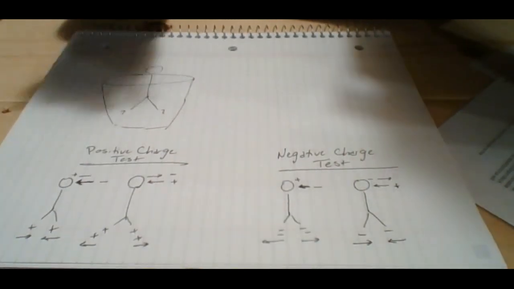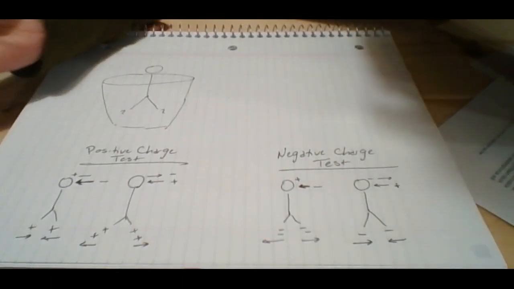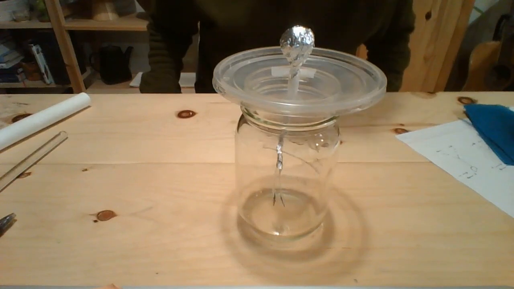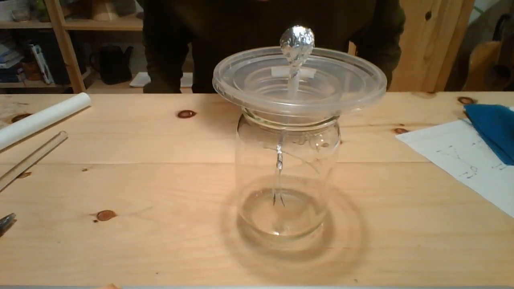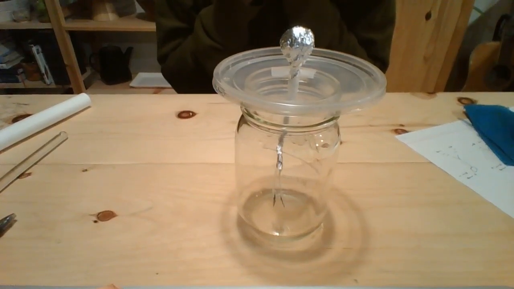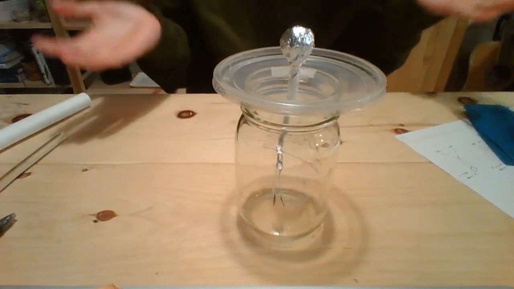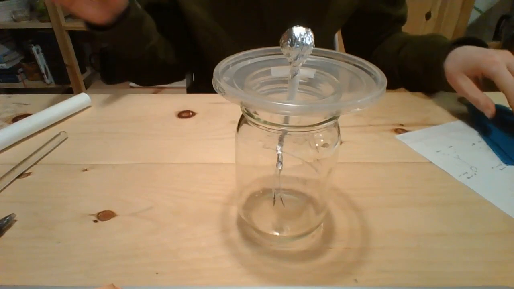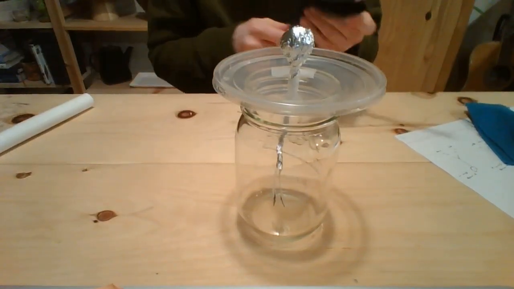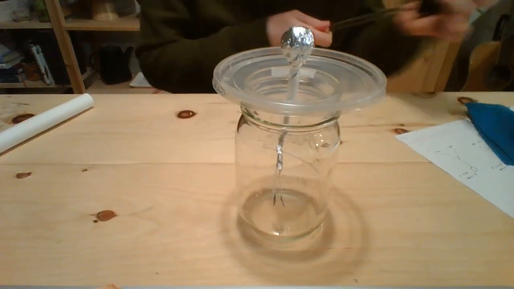Okay, let's test our theory and see how it works on a real live electroscope. So our electroscope has slightly separated leaves, and we're going to see if this charge is positive or negative. What I'm going to attempt first is to introduce a positively charged rod. So I'm going to charge this up with silk.